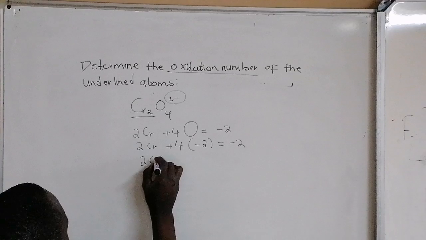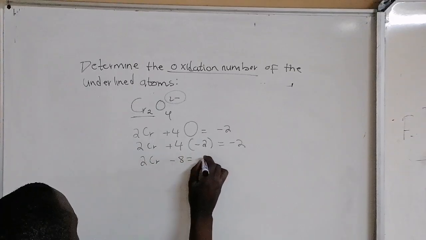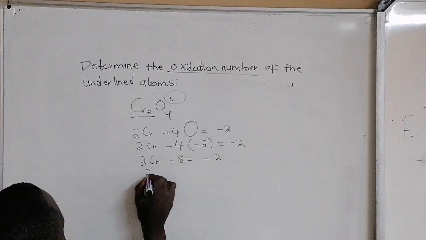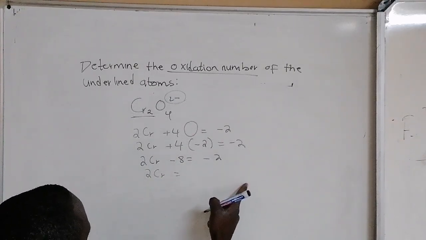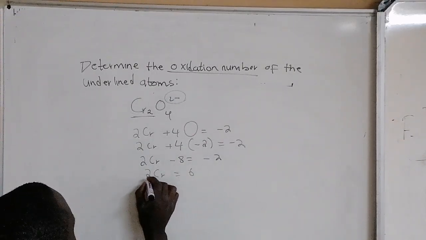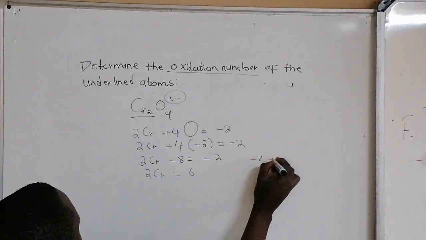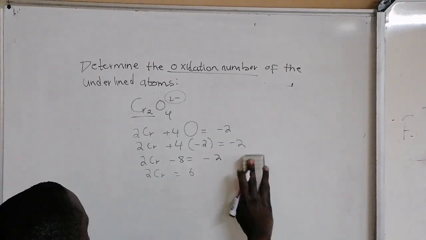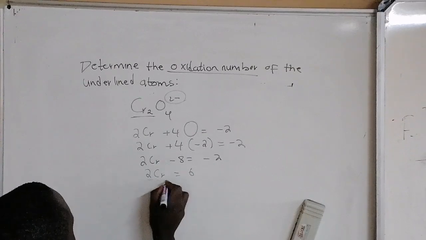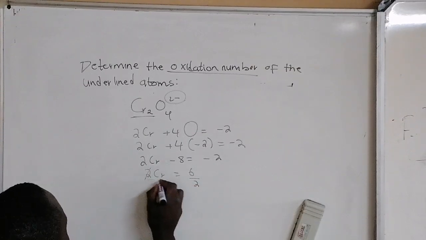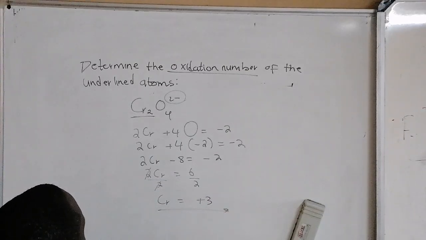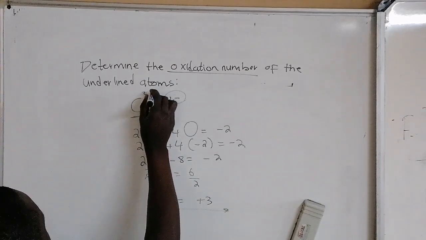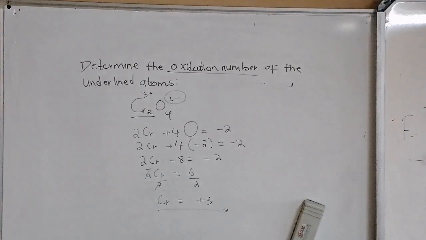Therefore we'll say 2 Cr minus 8 equals -2. Therefore 2 Cr equal to minus 2 plus 8, it will be +6. Because if you punch minus 2 plus 8 on your calculator, it is going to give you +6. Divide by 2, divide by 2. This cancels that, and Cr is +3. Then you put it there, 3 plus. So it is very important for you to know how to find it.